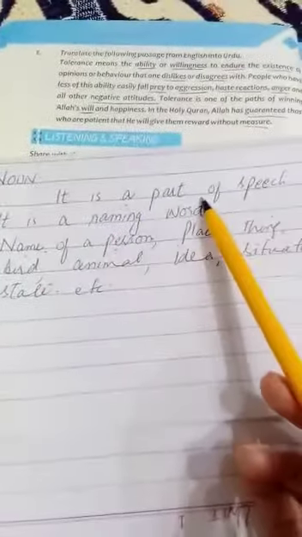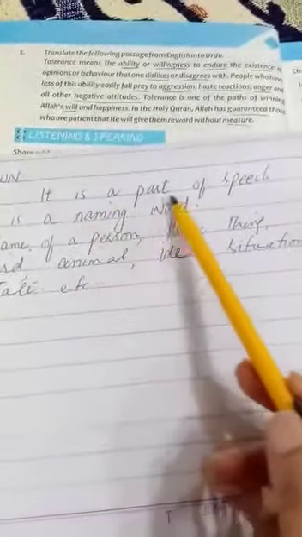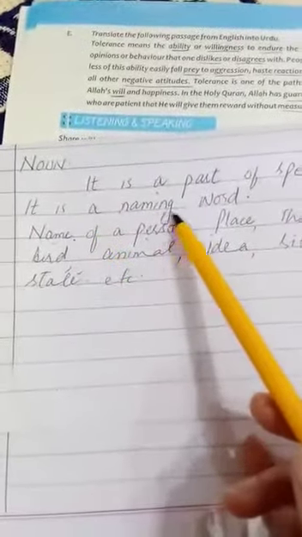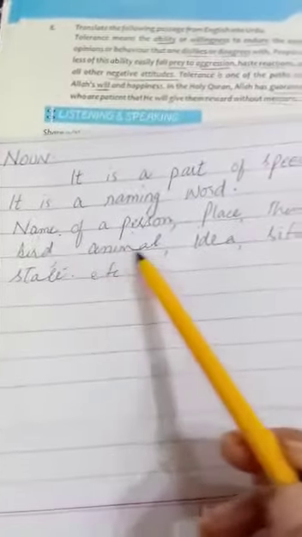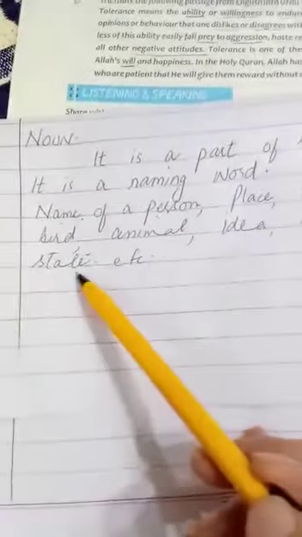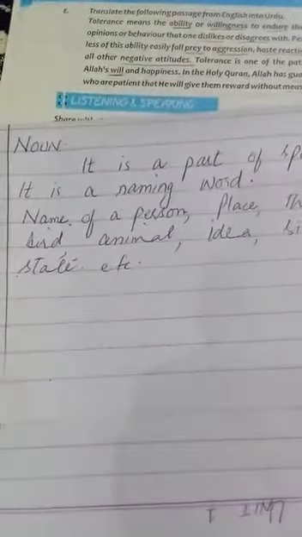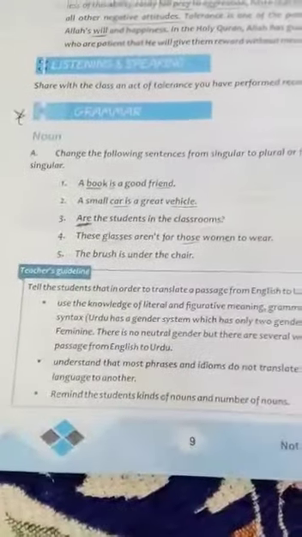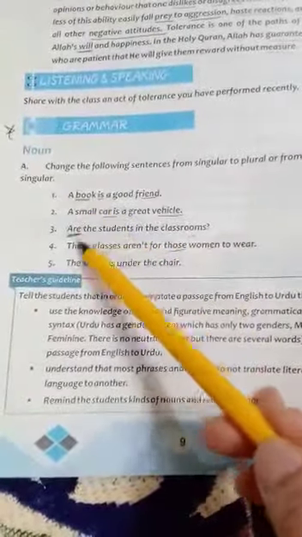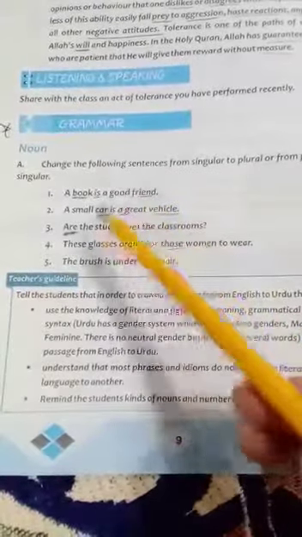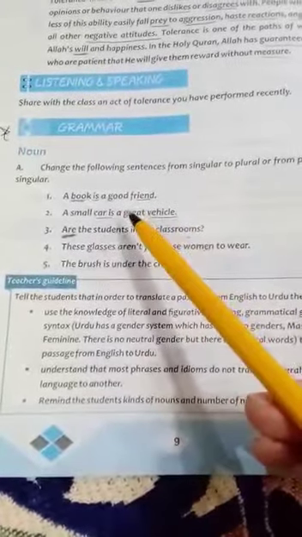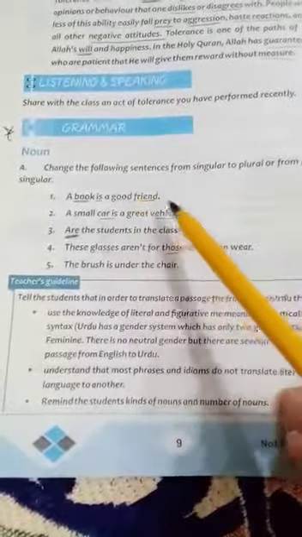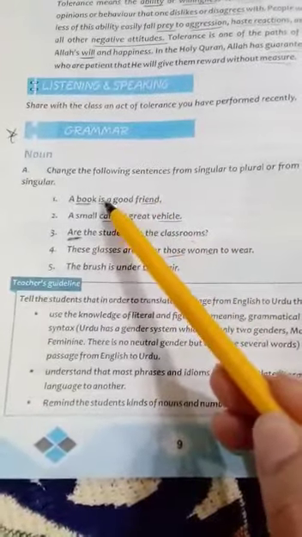Noun, it is a part of speech. It is a naming word. Name of a person, place, thing, bird, animal, idea, situation, state, etc. Around you, everything has got a name, whether you know or not, but it has a name, and every naming word is called noun. Okay. This was a definition. Now see the exercise. There are 5 sentences, and the question is to change singular nouns into plural and plural nouns into singular. And they are in the sentences, so definitely we will make a change in use of helping verb as well.